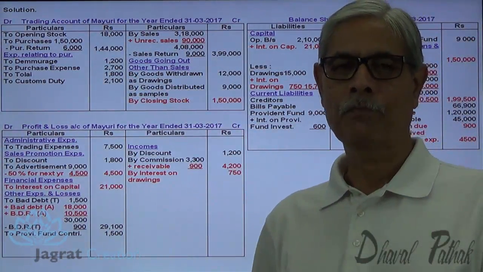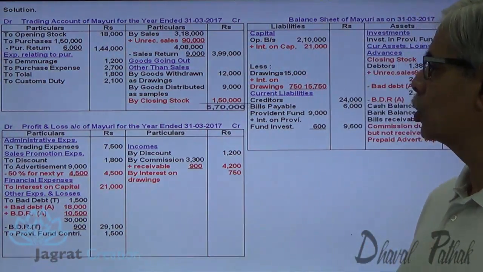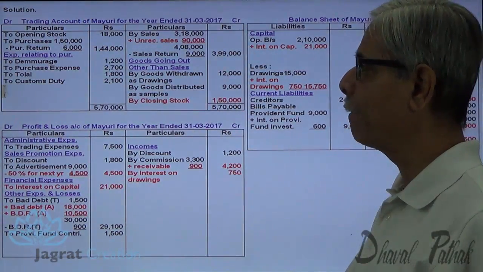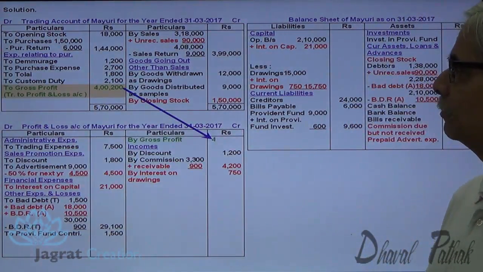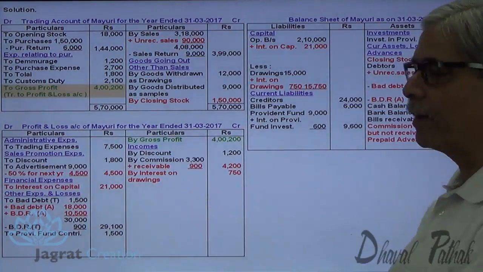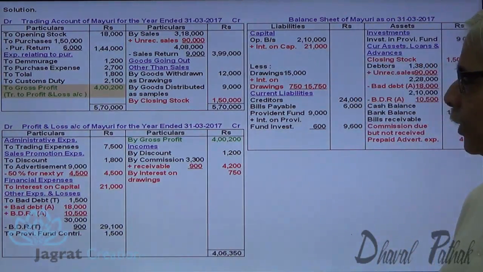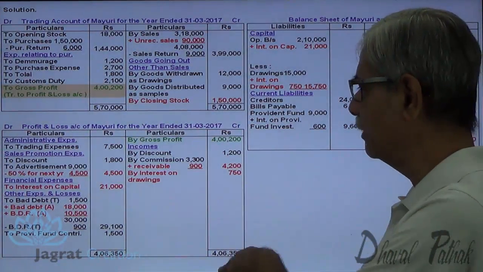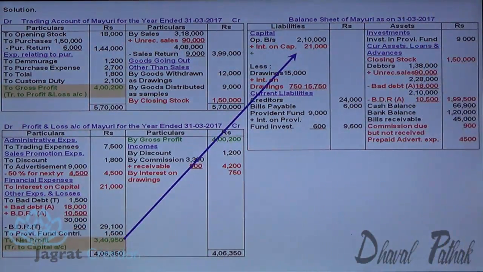Close the trading account. Find the gross profit or gross loss, whatever it may be. So total of credits at 5,70,000 minus debit. So this is a gross profit of 4,200,000 that is transferred to the credit side of profit and loss account. From this you are required to deduct administrative expenses, sales promotion expenses, financial expenses and other expenses. You will get the net profit. So 4,06,350 minus all these expenses, you will get the net profit that is to be added to capital. From that, drawings and interest on drawings are to be deducted. You will get the net capital balance.